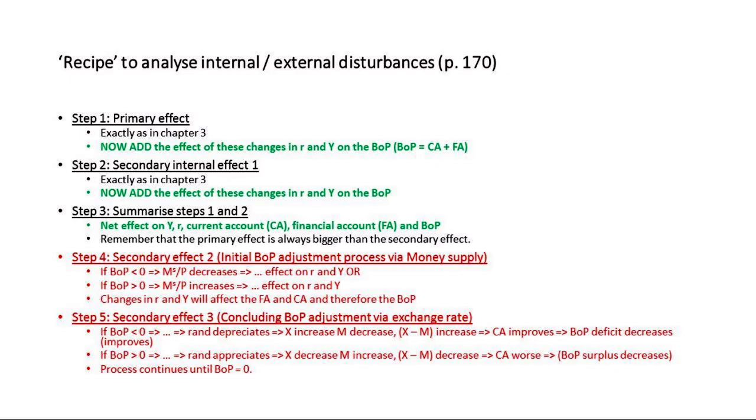Step 1 is the primary effect of whatever initial change occurs, and then there's also a secondary effect that we learned about in Chapter 3. Step 3 is a summary of these first 2 steps, just telling us after step 1 and 2, where we are in terms of equilibrium between the real, monetary, and foreign sectors. Then step 4 and step 5 are balance of payments adjustment processes, and they happen via the money supply and via the exchange rate. And we'll do applications of all of this for 6 examples of disturbances in the macroeconomy.